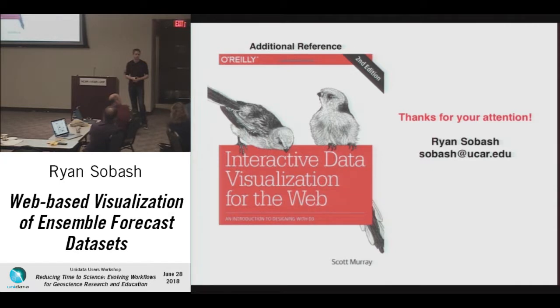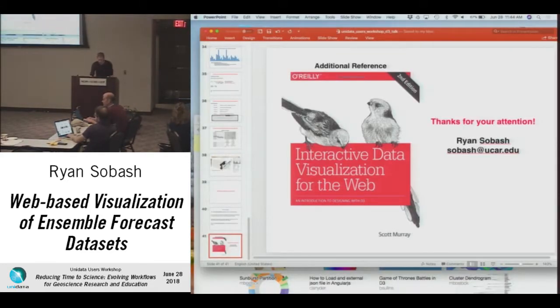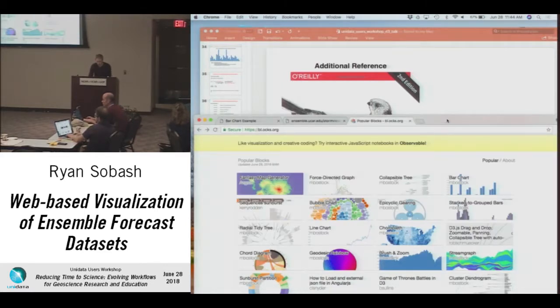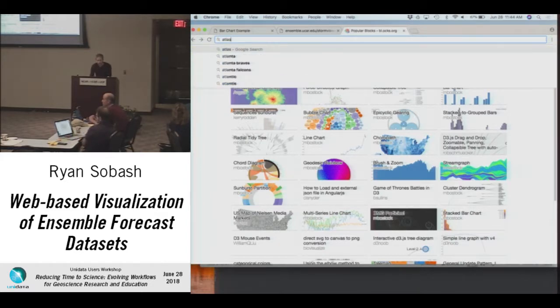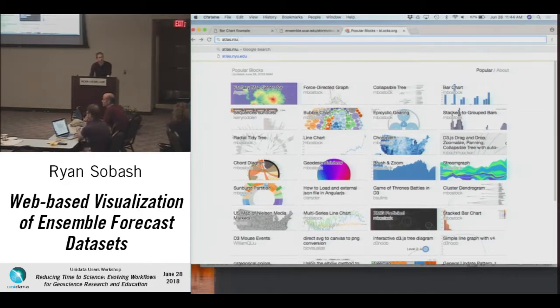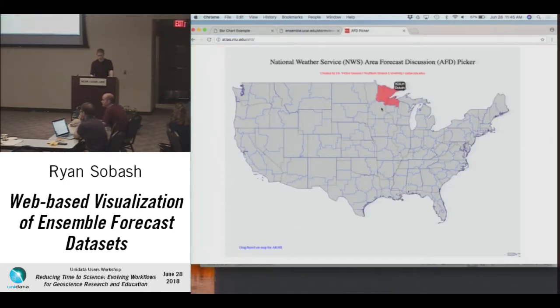Yeah, you had some great examples. I actually have a really simple one online, if you have your browser open, that uses meteorology data. The URL is atlas.niu.edu/AFD. It's just a very simple D3 page for area forecast discussions. So it's just an easy way to access the forecast discussions that the National Weather Service puts out.